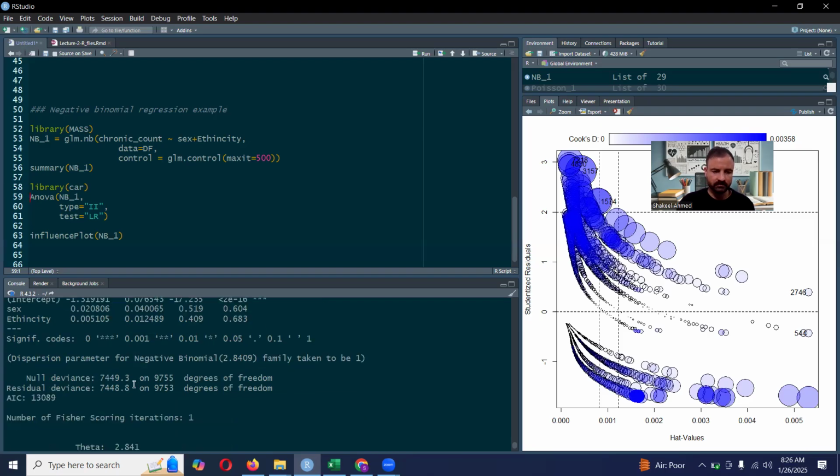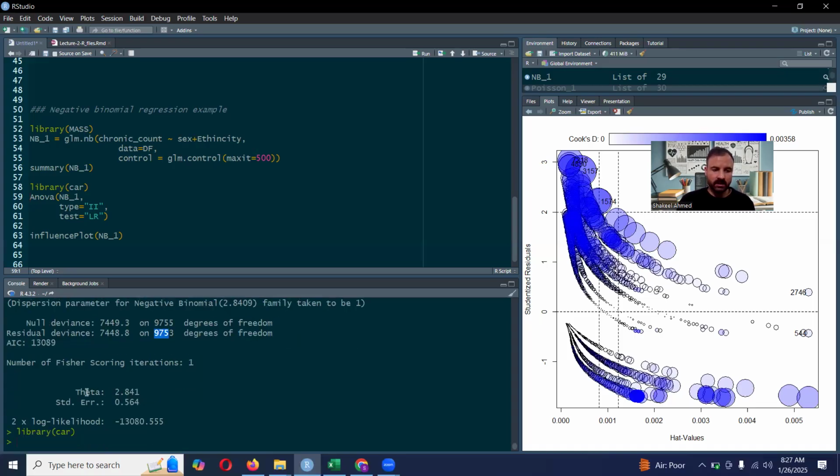We have again the null deviance and residual deviance. You can see that the null deviance and residual deviance are almost the same. It means the model is not improved at all by including these predictors in our model. The deviance we got for the null model when we use no variable, and the deviance we got when we included sex and ethnicity in our model are almost equal, but with reduced degrees of freedom, as we are using two predictors.